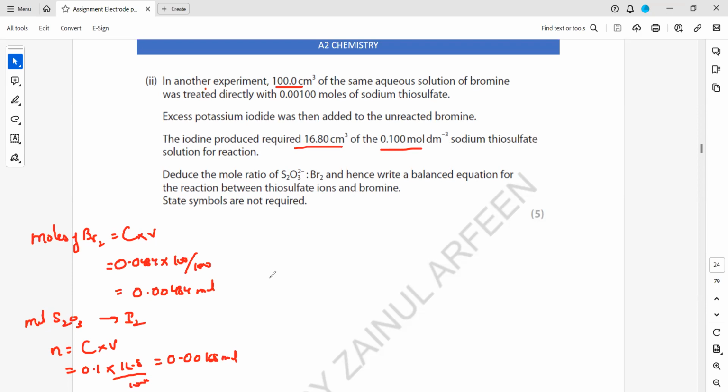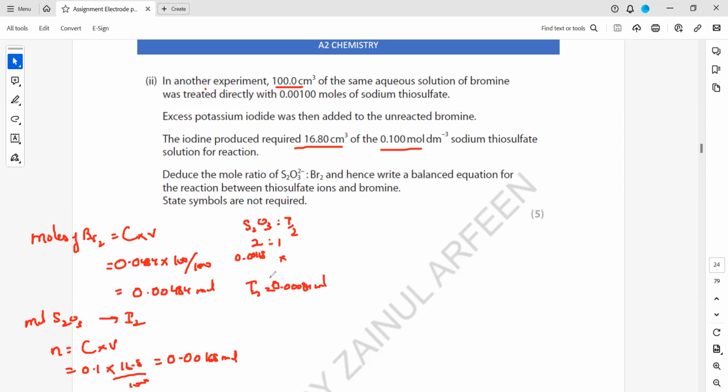Then to work out the moles of iodine, we take a ratio between thiosulfate and iodine. This is always fixed: thiosulfate to iodine ratio is 2:1. This is X and this was 0.00168. So how many moles of iodine are there? That will be 0.00084 mole. So we got the moles of iodine.